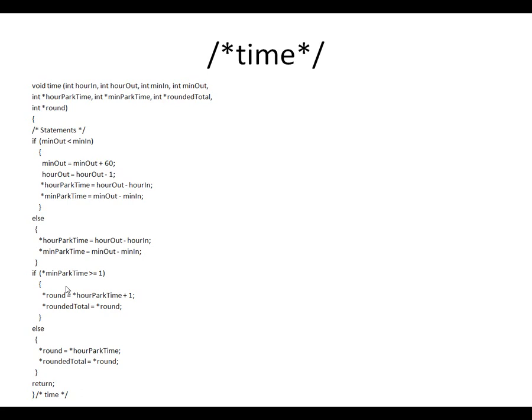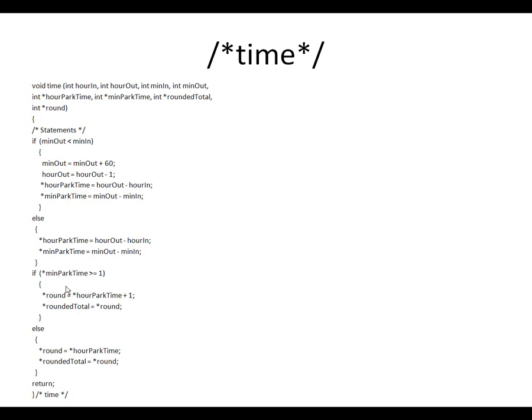Okay. Then I'm calculating what is the hour part time and the minute part time. The next if statement, if the asterisk minute part time is greater than or equal to 1, I want to round up and bump my variable to the next hour. And then I store that to the rounded total.